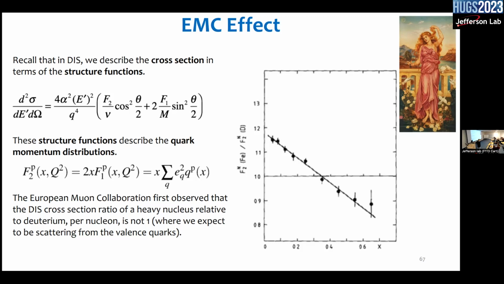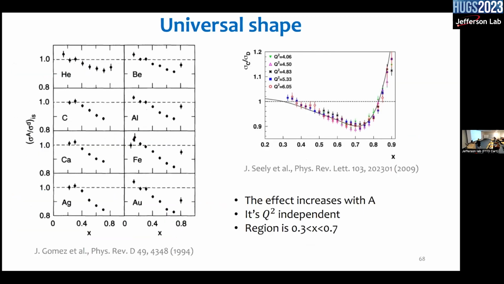So the European Muon Collaboration in the early 80s was the first to observe that the DIS cross-section ratio of a heavy nucleus, here they took iron, versus deuterium, divided by the number of nucleons, is not 1. They were expecting these things to be the same, so we don't expect that they should be different. Here's Helen of Troy, the face that launched 1,000 ships or 1,000 experiments and papers.